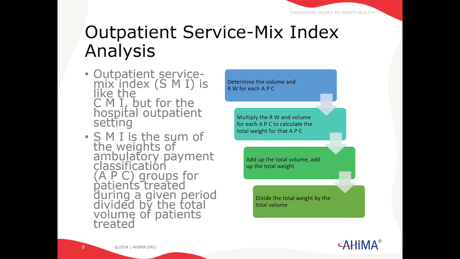Now next we have outpatient service mix index analysis. So CMI, remember, is only used for inpatient hospital admissions. They use MS-DRGs. Service mix is hospital outpatient, and they use our APCs. So there on the side, we're going to determine the volume and relative weight for each APC. We're going to multiply the relative weight and volume for each to calculate the total weight for that APC. You add up the total volume, add up the total weight, and then you divide that by our volume.